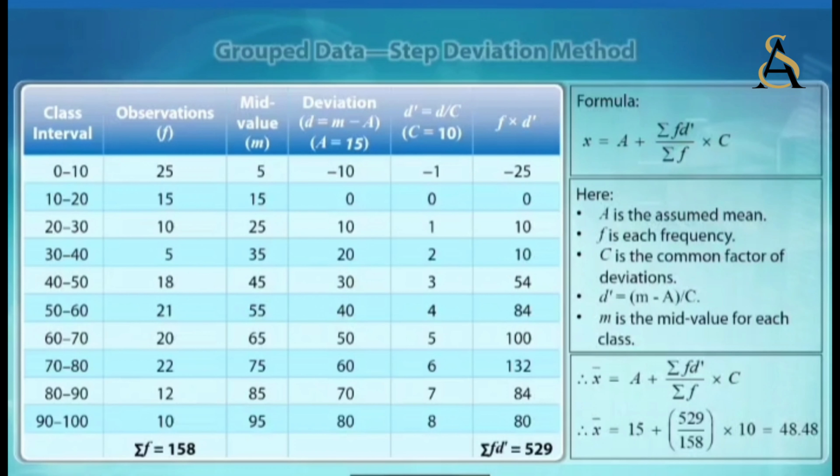Now put all the values in the formula. A plus sigma fd dash by sigma f into c, where a is the assumed mean, f is the frequency, c is the common factor of deviation, d dash is d by c, and m is the mid value. So 15 plus 529 divided by 158 multiplied by 10 is equal to 48.48.